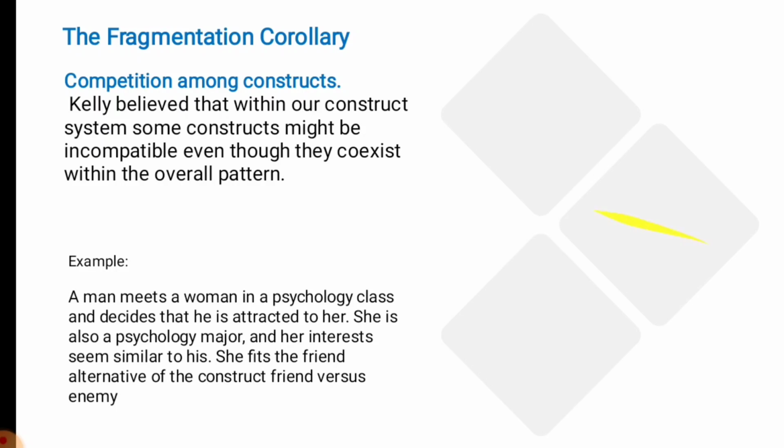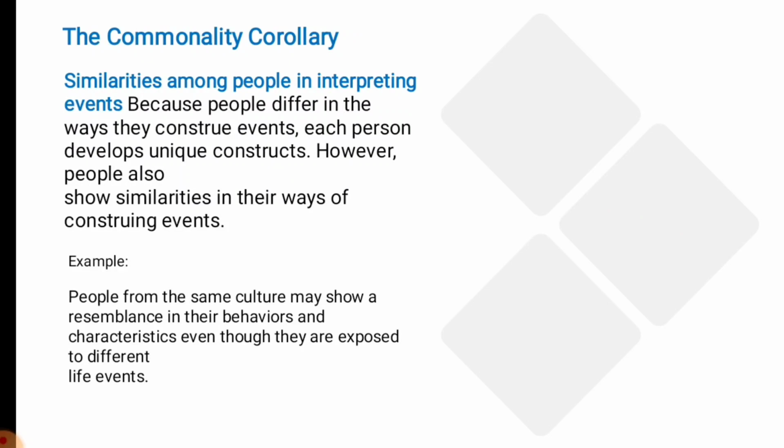Okay? The commonality corollary here focuses again on the similarities among people in interpreting events. Because people differ in the ways they construe events, each person develops unique constructs. However, people also show similarities in their ways of construing events. An example here is people from the same culture may show a resemblance in their behavior and characteristics even though they are exposed to different life events. So may pagkakapareha sila. Okay, kahit na nanggaling sila sa ibang lugar o sa ibang kultura.